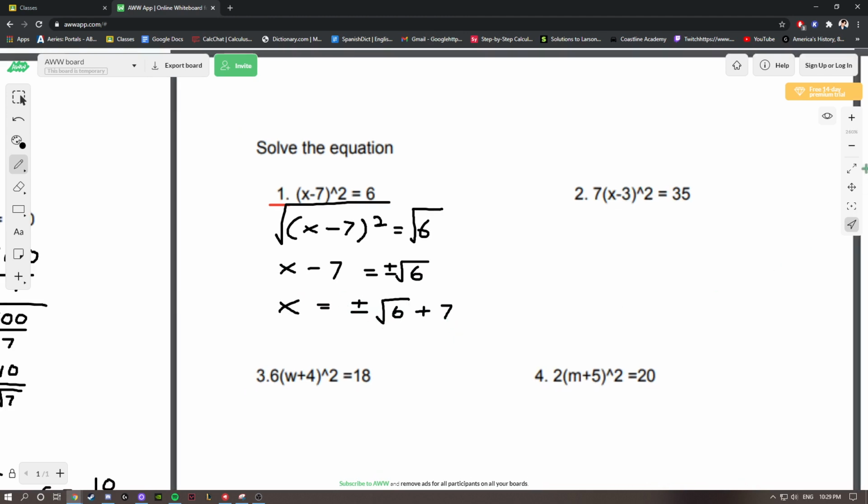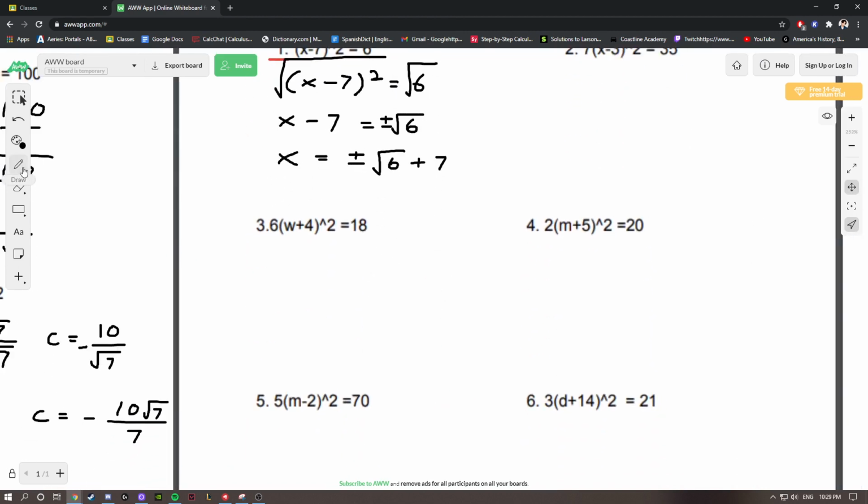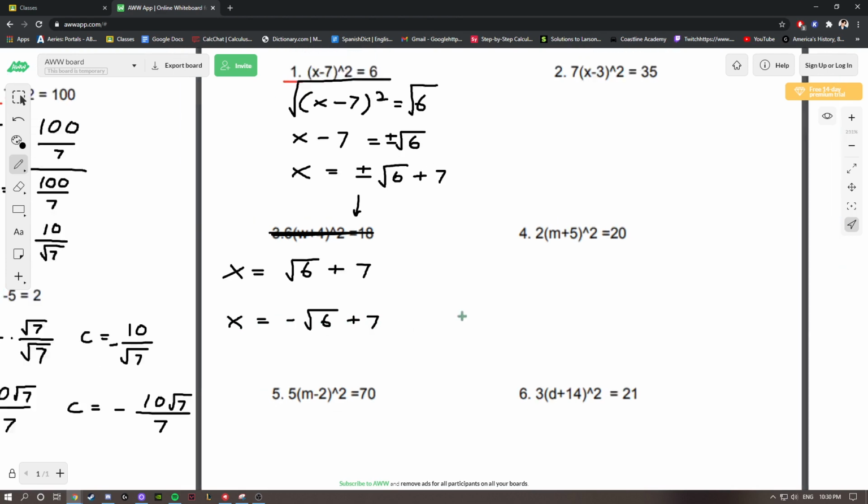Since we have our plus or minus, it's going to yield 2 solutions. I'll put them down here under number 3. Our positive solution is positive rad 6 plus 7, and our negative solution is negative rad 6 plus 7.